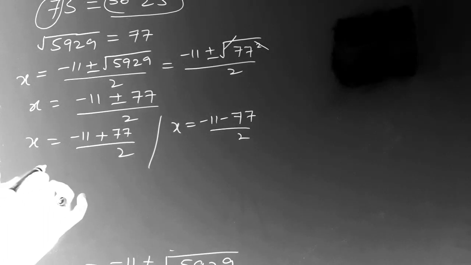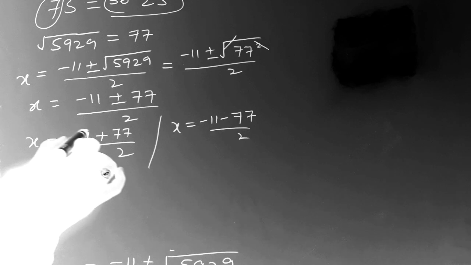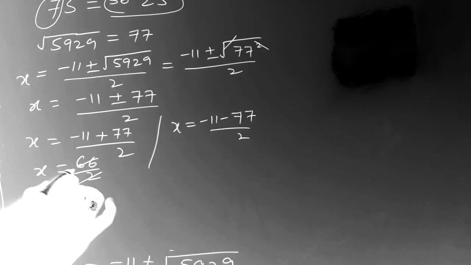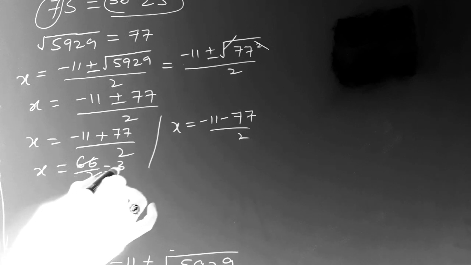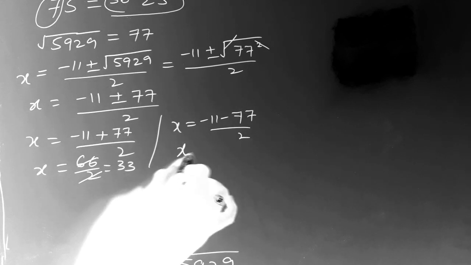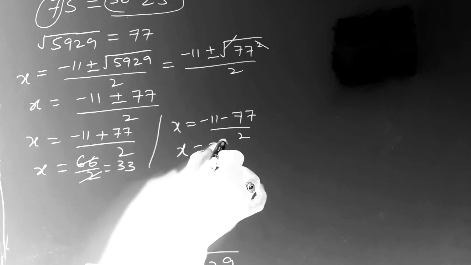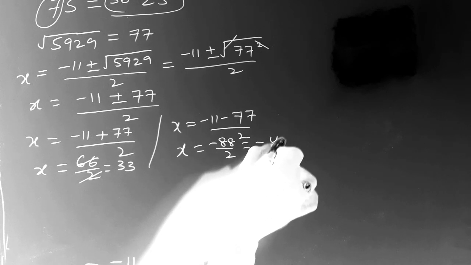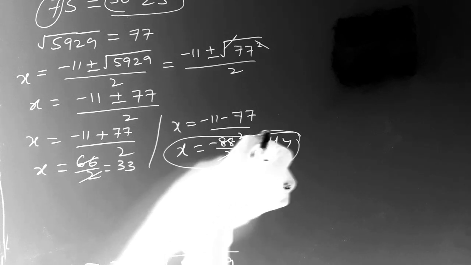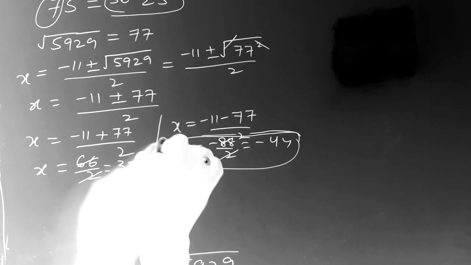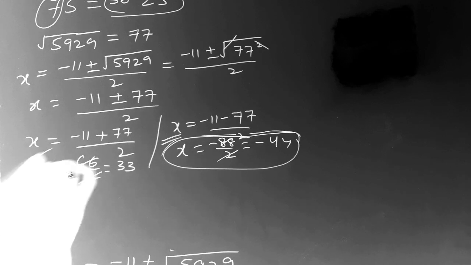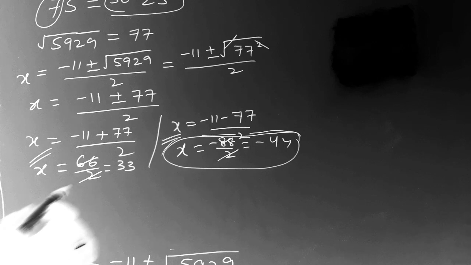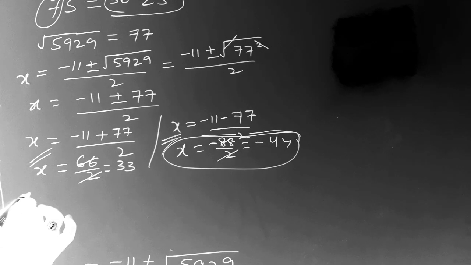So here, if you add minus 11 plus 77, it is 66 by 2. You will get 33. Here minus 11 minus 77 is nothing but minus 88 by 2. So I am getting minus 44. Here the speed of the train I am getting negative. That's why don't consider the negative value. Just you take only the positive value. Therefore the speed of the passenger train is nothing but 33 km per hour.